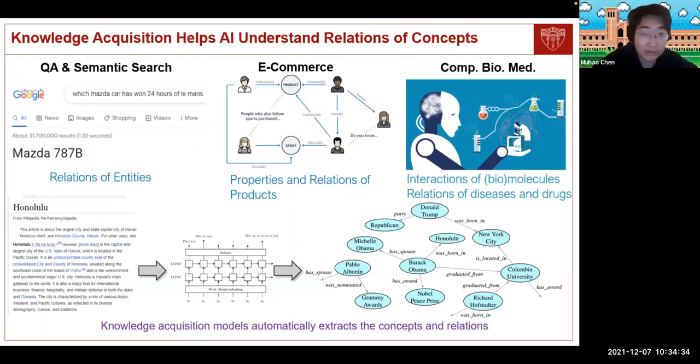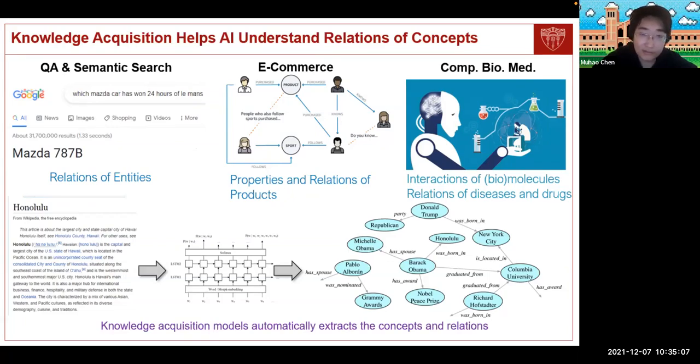So we know that AI always involves understanding different relations of concepts. For example, in question answering and semantic search, we expect the machine to understand different relations of entities, events, phrases, terms, or different concepts. And also in e-commerce, similarly, we should expect the machine to understand the properties and relations of different products. And in computational biology, it's always about the interactions of different molecules or biomolecules, or more specifically, relations of diseases and drugs.